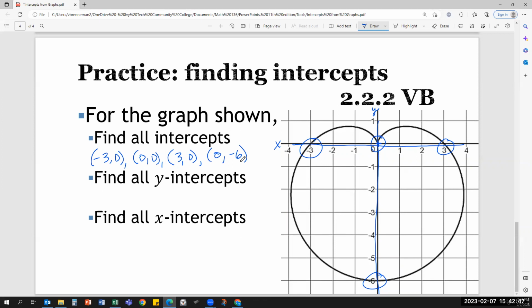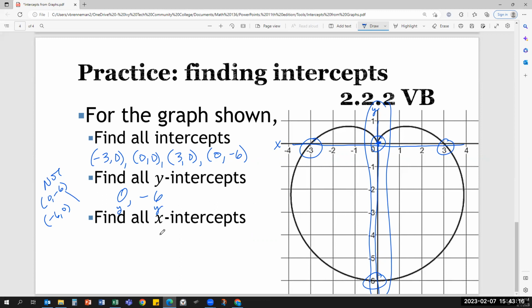Finding all the y-intercepts, I'm just looking at what's on the y-axis, and all I need to give is the y values. We have a y value of 0 and a y value of -6. That's not in parentheses, so that's not (0, -6) or (-6, 0). We're not giving an ordered pair. We're listing two separate y values where the graph is on the y-axis at those points.